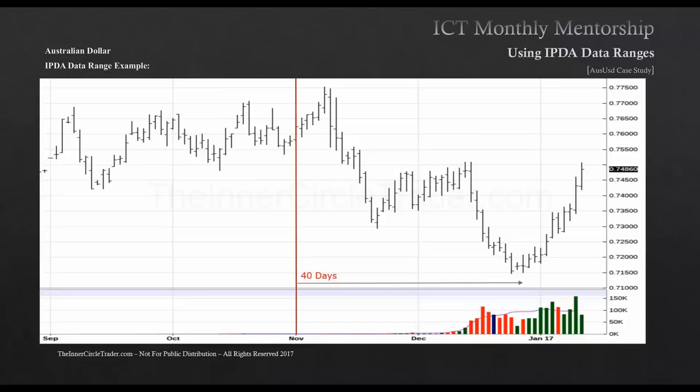There's nothing random about this stuff, folks. That low is 40 days inside the 40-day range. Okay, that is a significant turning point. It's not the very lowest low, but you can see that the low forms 2 days before that. And then we have a market structure shift, and the market starts to go opposite to what has been put in place in November.